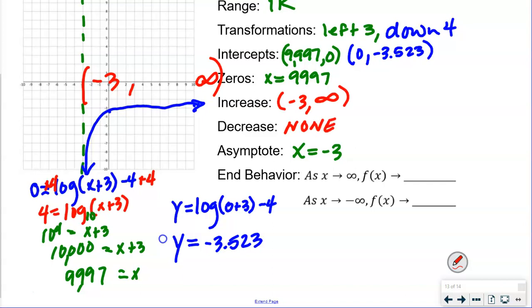Okay. We already have our asymptote. So now we want to talk about, as we head towards infinity over here on our graph, in this direction, where's the graph headed? Isn't it headed up, y'all? It is. And then as we head this direction towards negative infinity, where's the graph headed? It's headed towards negative infinity.